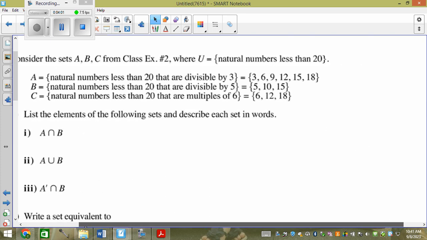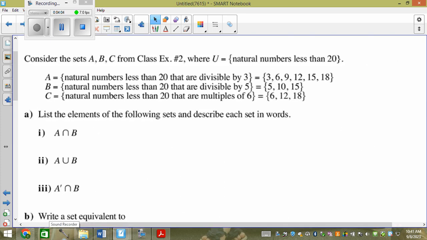So here we have, consider the sets A, B, C from class example 2, which we did before. Natural numbers less than 20. A was the ones that were divisible by 3, so 3, 6, 9, 12, 15, 18. B was divisible by 5: 5, 10, 15, and then C was multiples of 6. Now, I want to write out the universal set, too, to help us out. So the universal set is the natural numbers. Natural numbers start at what? What do you naturally count? 1, right? No genius toddlers count. So 1, 2, 3, where am I going to stop at? 19. Yeah, why am I stopping at 19 and not 20? Less than. Yeah.